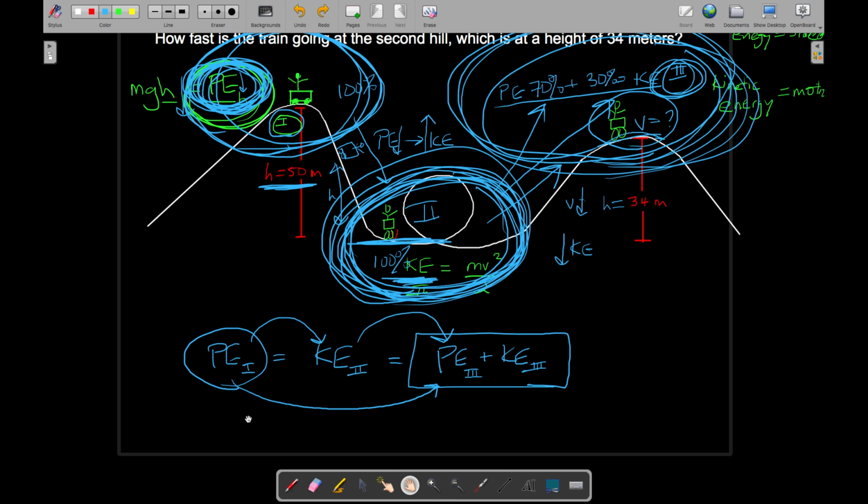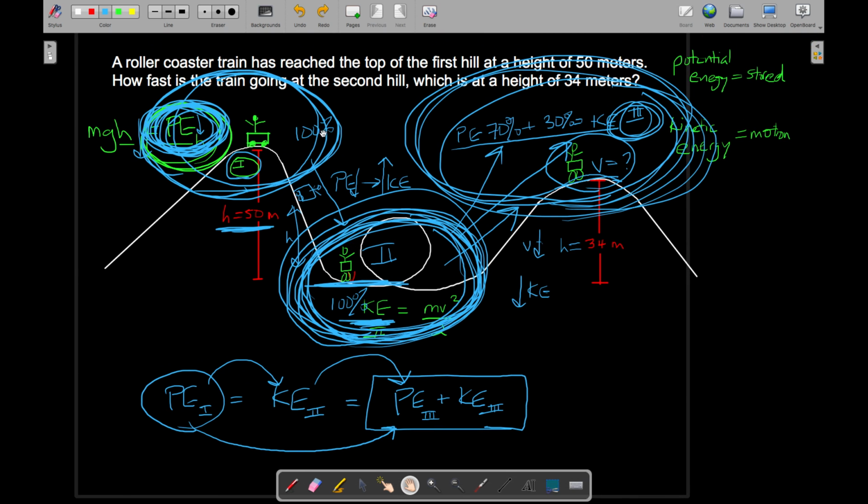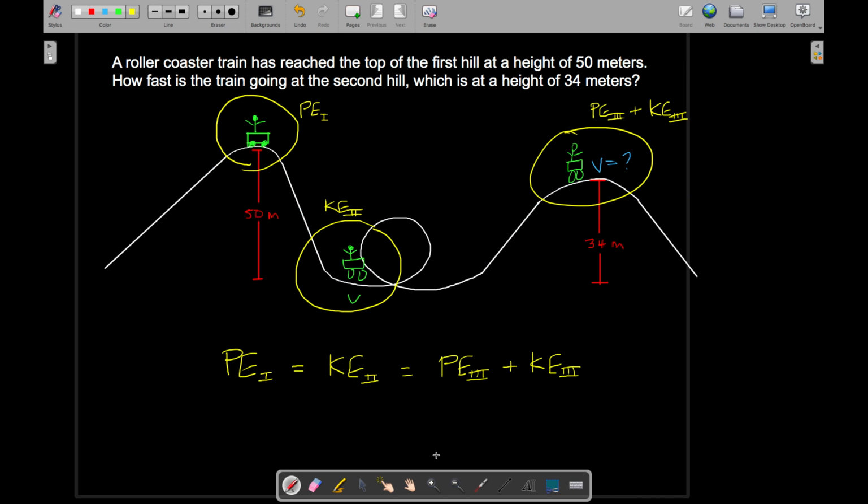Okay, let me go ahead and clean this up a little bit so that you can see the diagram a little bit better, and then we're going to go ahead and do some math. Okay, so here's how it looks. Again, remember, label all the energies that you see in each of the situations, and then just make sure that they're all equal to each other.